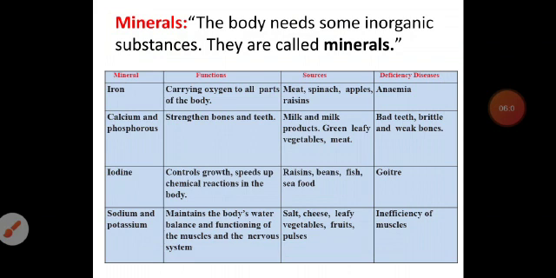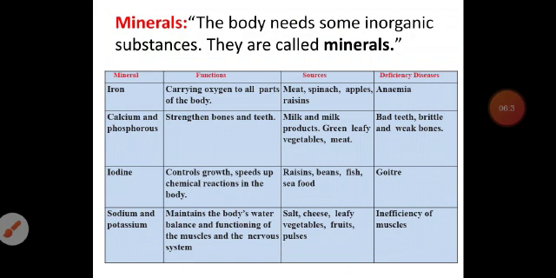This table below gives examples of some minerals and provides information about their functions, sources as well as the diseases caused by their deficiency. Iron, calcium and phosphorus, iodine, sodium and potassium are examples of minerals. First mineral is iron. Iron is present in the blood. What is the function of iron? Yes, it carries oxygen to all parts of the body.